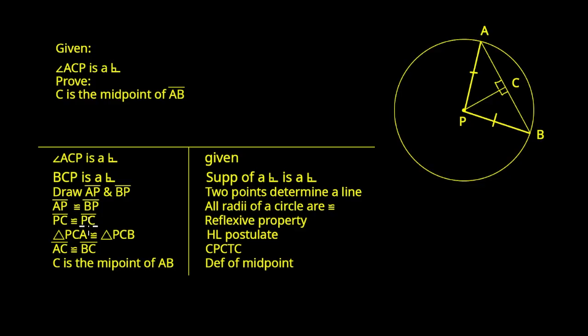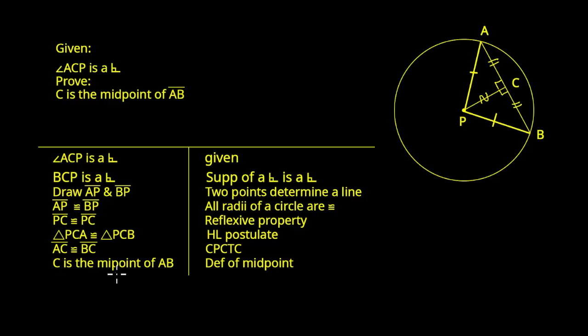PC is congruent to PC, reflexive property. We're going to have two triangles here, and PC is in both. You can see the triangle here and the triangle there. Next, triangle PCA is congruent to triangle PCB, HL postulate. We have two triangles here, and we have the hypotenuse, and we have a leg here, which is in each one. Next, AC is congruent to BC, CPCTC. Corresponding parts of congruent triangles are congruent. So AC here is congruent to BC here.